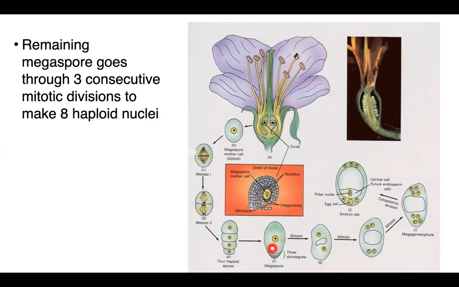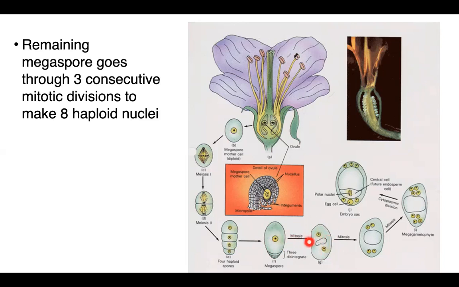Okay, so you've got 1 megaspore. Then you go through 3 consecutive mitotic divisions. So you go through mitosis 3 times. So we've got mitosis 1 time, you've got 2 nuclei. Keep in mind that mitosis is only the division of the nucleus. So you can go through mitosis many times within 1 cell, right? This is 1 cell. We're not dividing the cell at all. We're just dividing the nucleus.